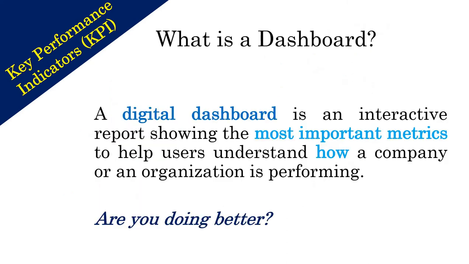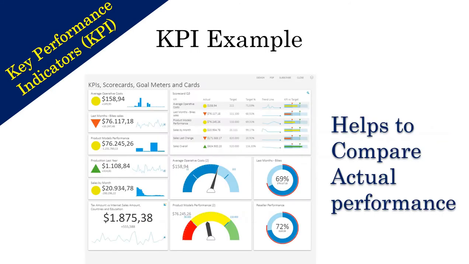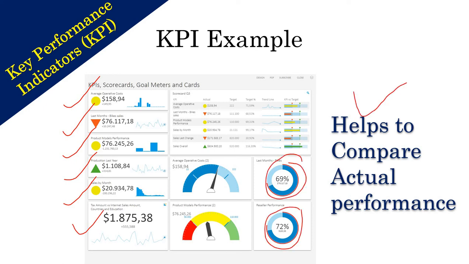A digital dashboard is an interactive report showing the most important metrics to help users understand how a company or an organization is performing. So are you doing better? This can be your question, correct? Here is an example of a KPI dashboard. See that this is a dashboard in which you can see how they are doing. These are different metrics we can see for a company: the KPIs, the scorecards, the goal beaters, and the cards. The dashboard looks like this.